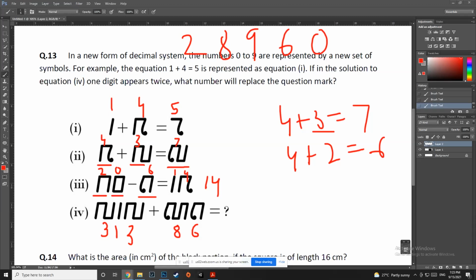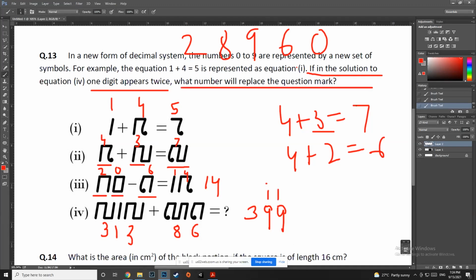We get 300, and as Aditya and Neha are correctly pointing out, we get 399. And is that a correct answer according to the question? Will that be a correct answer? Why will it be a correct answer? Because it already said that in the solution to the equation, one digit should appear twice, right? Because of that, and we can see that 9 is appearing twice. That means it is the correct answer.